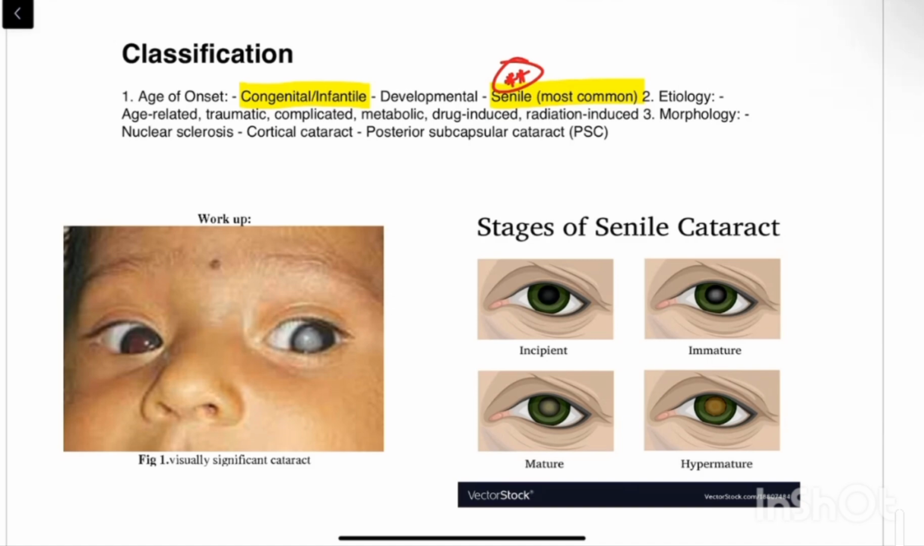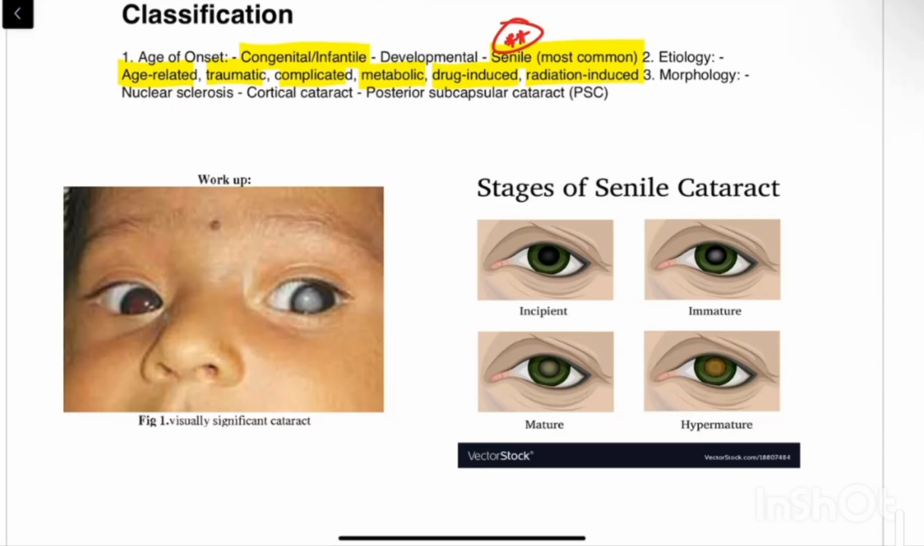Then based on etiology, or the cause which actually causes cataract, we can say if it is due to age relation, or if it is due to trauma, or if it is complicated cataract, or if it is metabolic cataract, or if it is drug induced or radiation induced. Based on the etiology we can classify cataracts like this: is it due to age, or due to trauma, or if the cataract is due to multiple causes, we call it complicated cataract. Then metabolic cataracts: due to some metabolic disorders there will be development of cataract, that is metabolic cataract. Then due to some drug which he is taking for some other condition, because of that there is development of cataract, then it is drug induced. Similarly radiation induced. The name itself says everything.